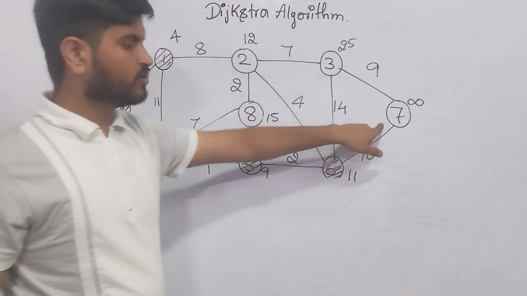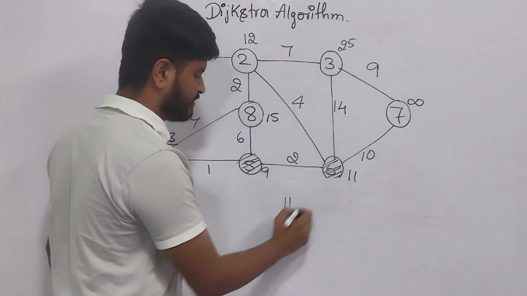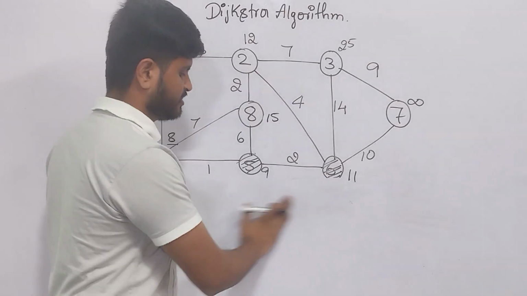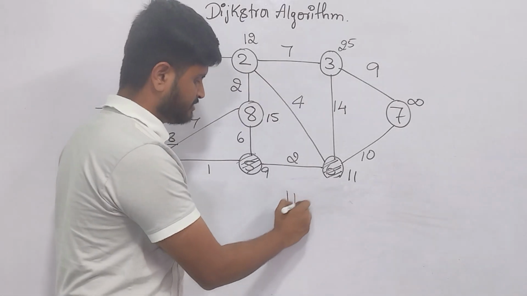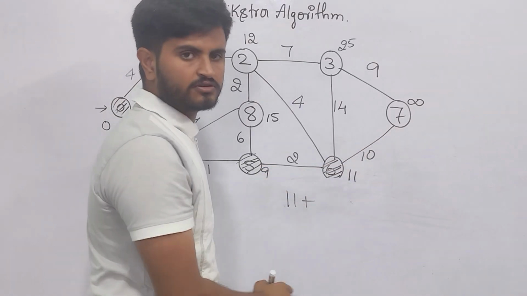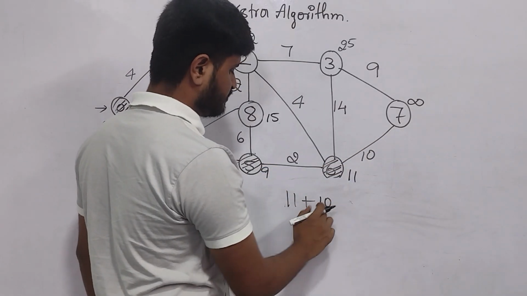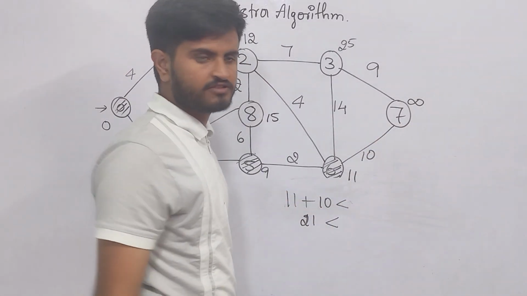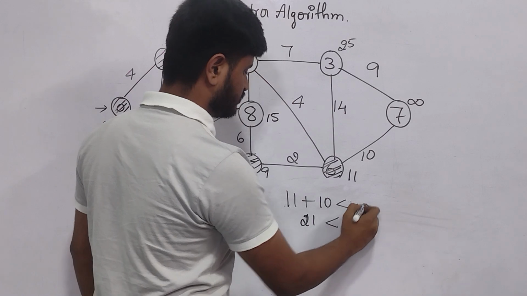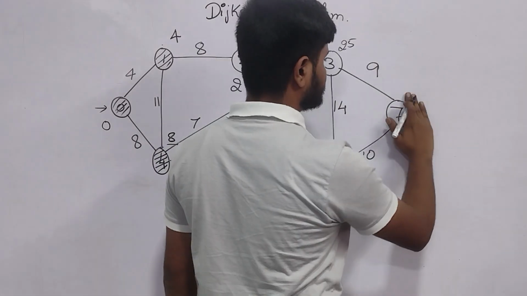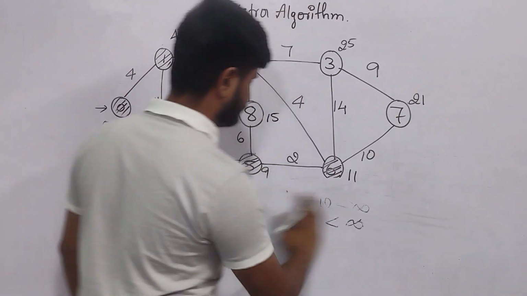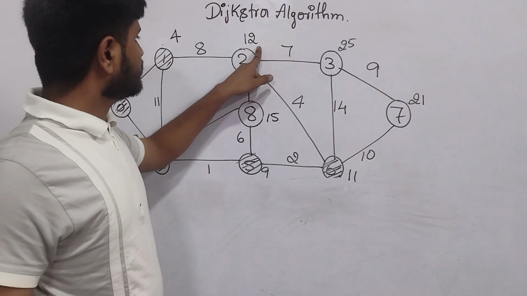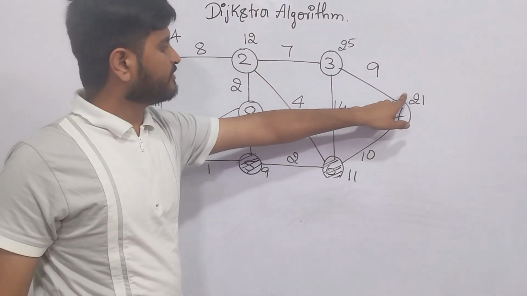Now I can move from the 6th node to the 7th node. The initial value of the 6th node is 11, plus the cost from the 6th to the 7th node is 10. So 11 plus 10 is 21, which must be less than the initial value of the 7th node, which is infinity. So 21 is less than infinity. I will erase infinity and write 21. Now we know the value of the 8th node 15, second node 12, third node 25, 7th node 21.